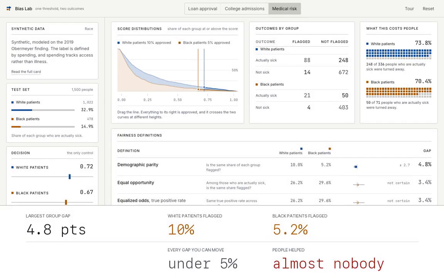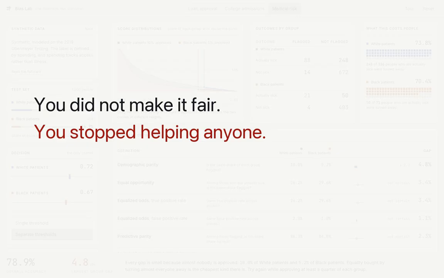Now look at what it cost. I got there by approving almost nobody. In either group, I didn't make it fair, I stopped helping anyone, and the app says so out loud. That's the reason this exists. You can satisfy a metric completely and abandon the thing it was meant to protect by accident, meaning well, with a dashboard telling you good job the whole way down.